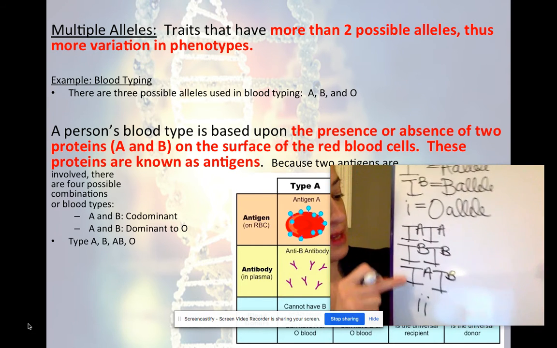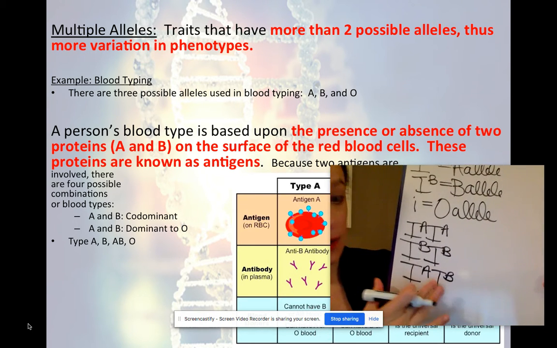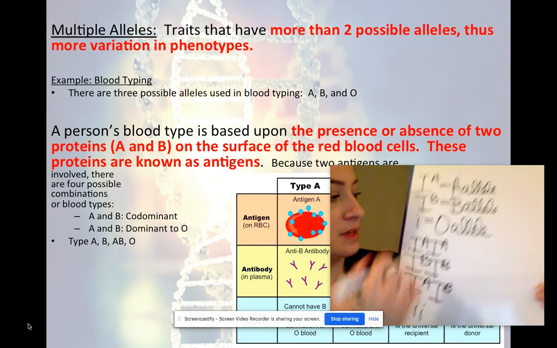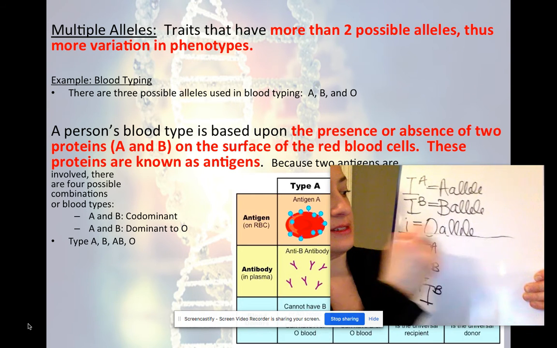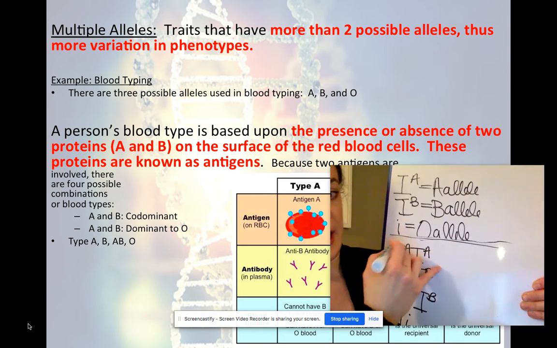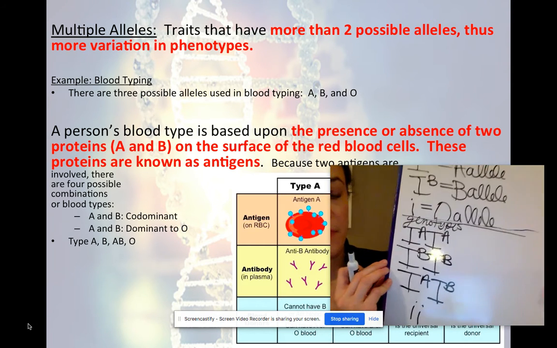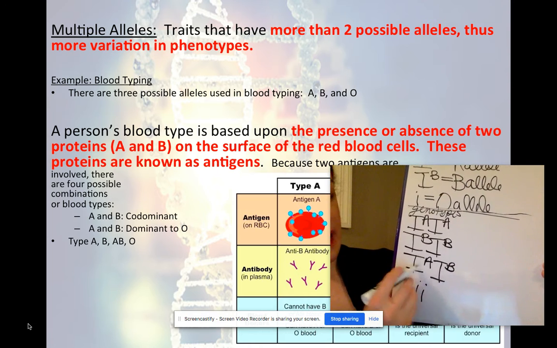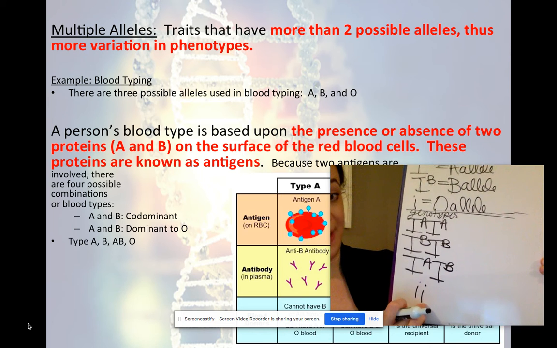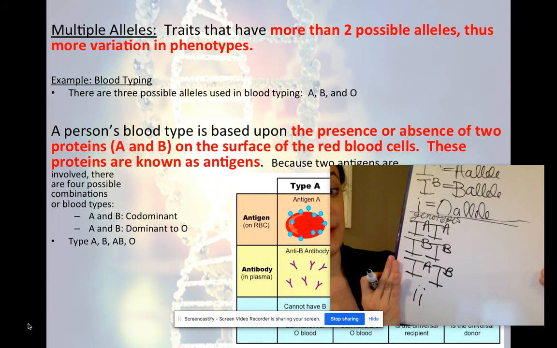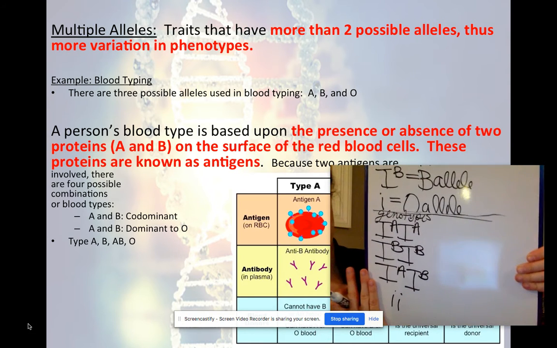Now, if I'm blood type AB, it means I got an A allele from one parent and a B allele from the other parent. So up here are the alleles, and over here on the left-hand side, these are the genotypes. Okay? So A and B together give you blood type AB. Two of these alleles give you blood type O. Two B alleles give you blood type B. Two A alleles give you blood type A.